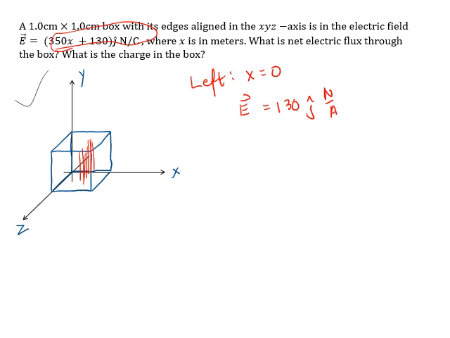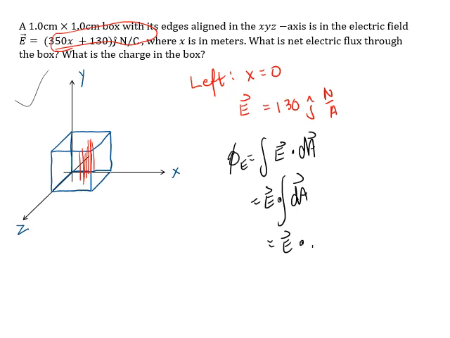Our net electric flux is going to follow the same method as what we did for the right-hand face. So our net electric flux is equal to the integral of E dot dA. Our E is a constant, so it's E outside, dotted with the integral of dA. So it's E dotted with the area vector. The area vector this time is going to have the same magnitude, but it's going to point in the opposite direction because it sticks out of the face, so it points towards negative i.